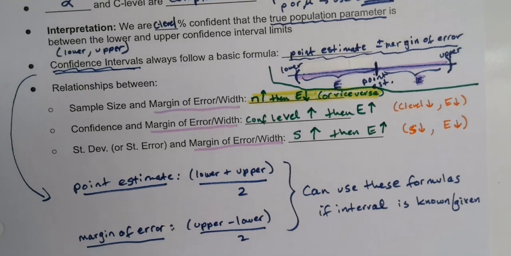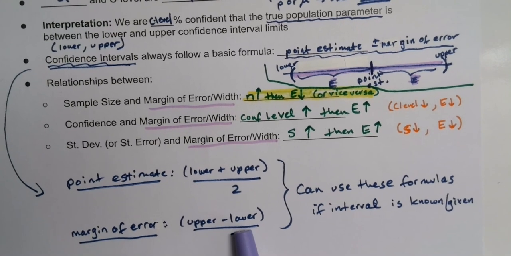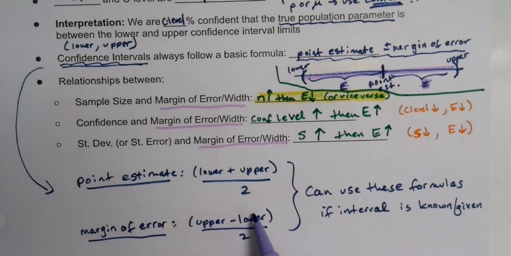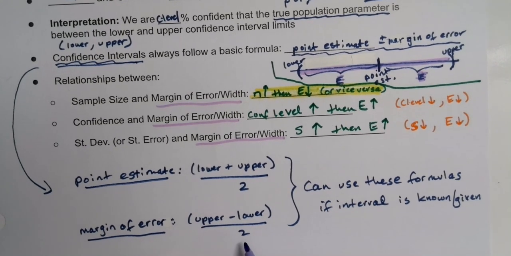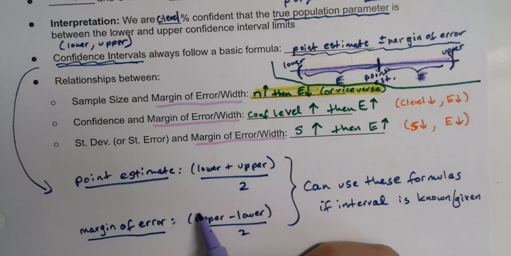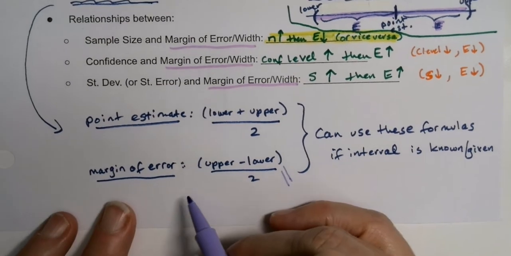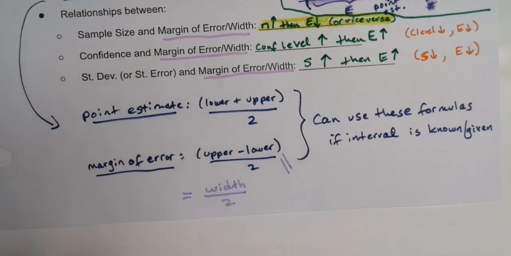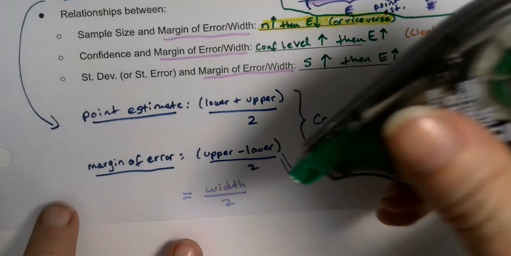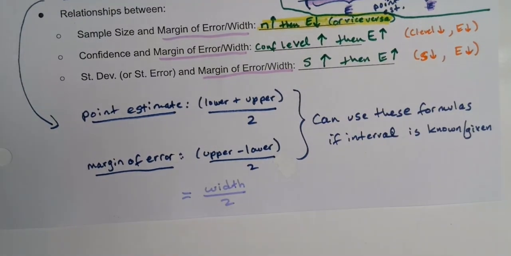Which if you look at the formula down here, when we take that upper minus lower, that's the width, right? This down here, that's the width of the interval divided by 2. So if you want to make a note to yourself, you could say, here, I could write it right here. That's the width divided by 2. That's what you're doing, right? You're taking the width of the interval and cutting it in half, because that's what the error is, half the width.